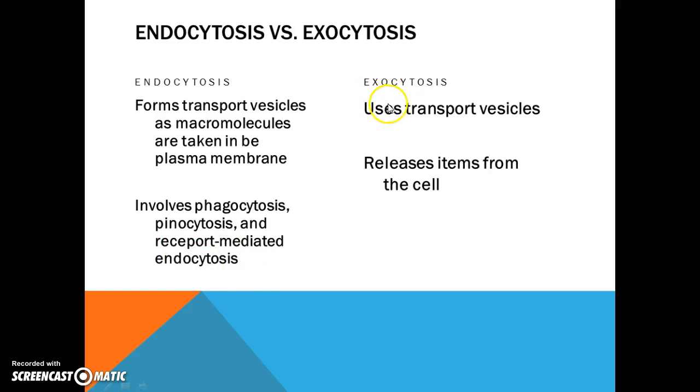Exocytosis, on the other hand, is the exact opposite. Endocytosis is going into a cell, so exocytosis would be removing from a cell. It still uses those transport vesicles. It's just to get things out of the cell. The things that would be leaving the cell, well, it varies. One example would be waste products. Other things would be included in there as well. It just really depends on the size of the item, if it can simply go through the protein or not.